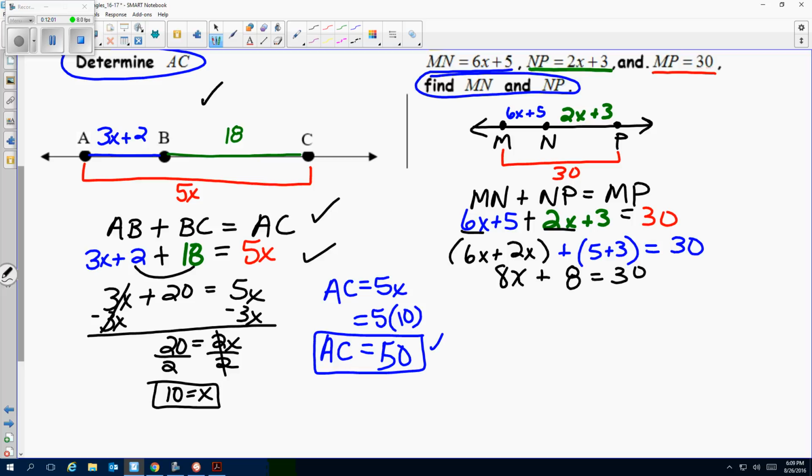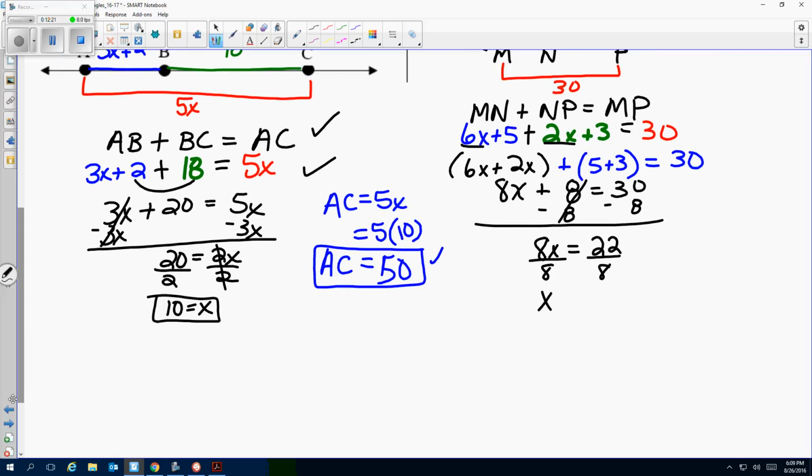So when we solve for x, we're going to have to subtract this 8. 8x equals 30 minus 8, which would leave me with 22. And then we're going to divide by 8. You can simplify when you divide, and you would get 11 over 4. I will accept that. Or you can give me the decimal answer, which is 2.75. Okay? So that is our value for x.